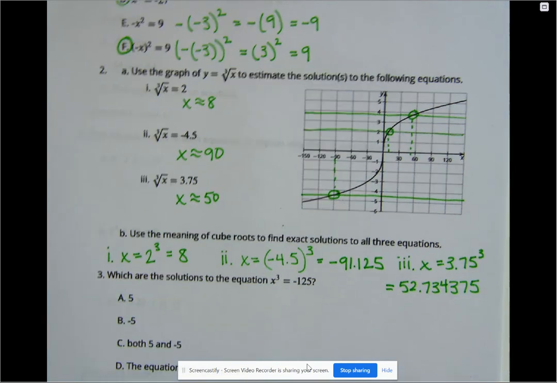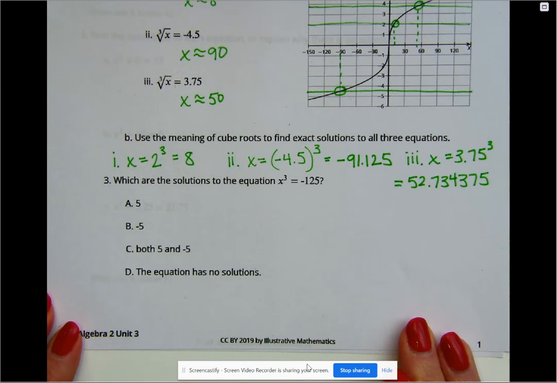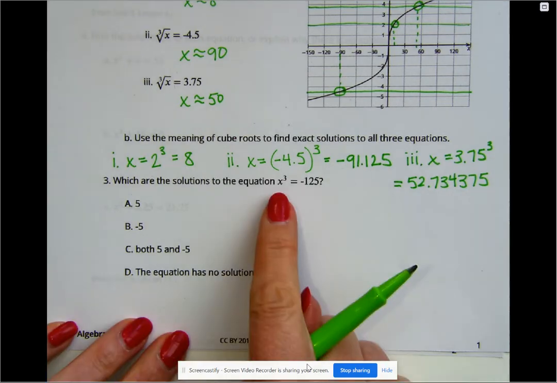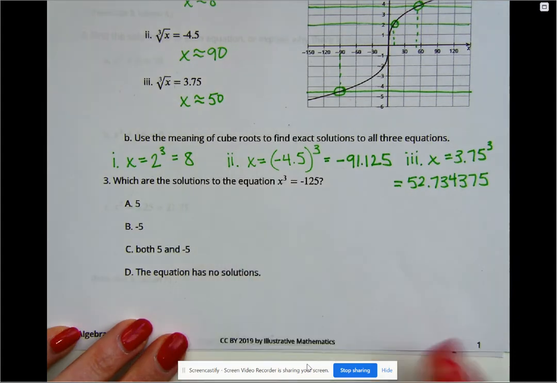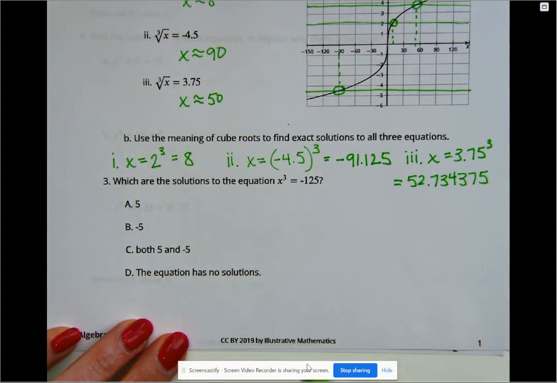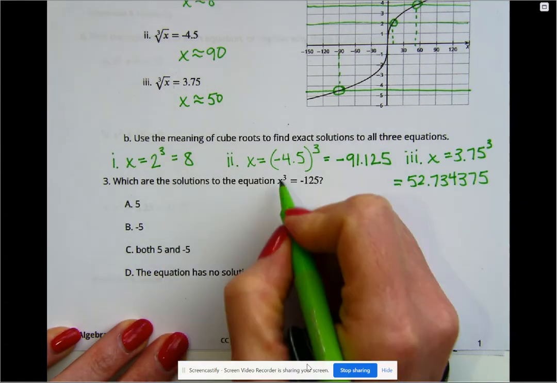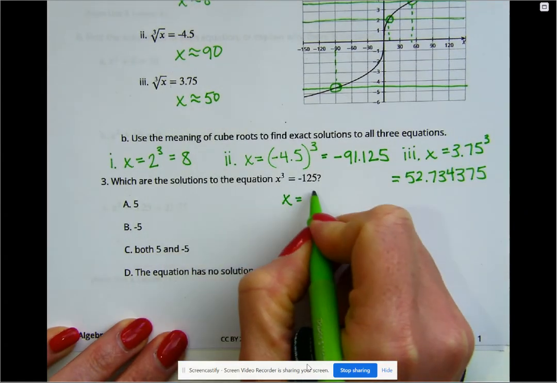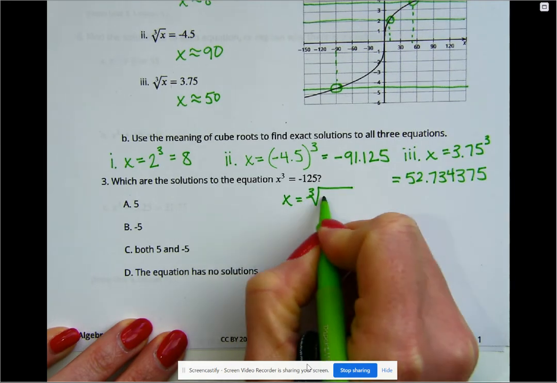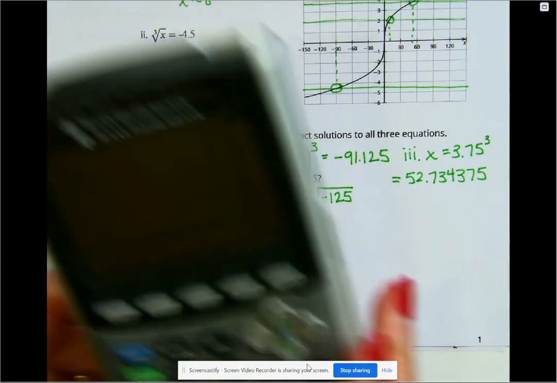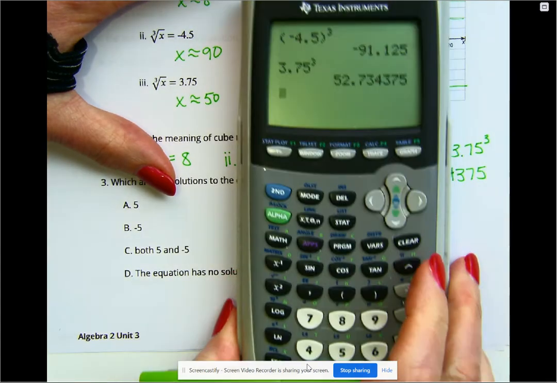Okay, next on our list, which are the solutions to the equation x to the third is equal to negative 125. So one thing we learned today is that every number, positive or negative, has exactly one cubed root. So there's only going to be one solution to this, because x will equal the cubed root of negative 125.